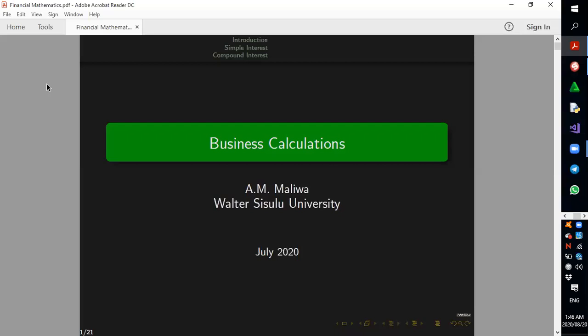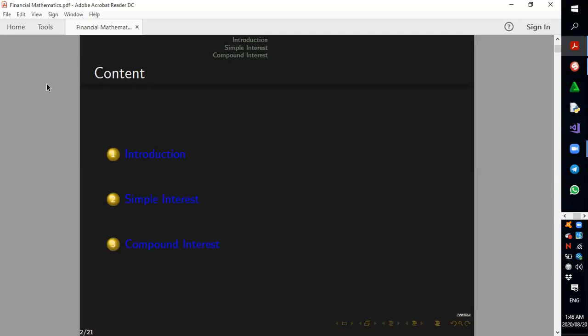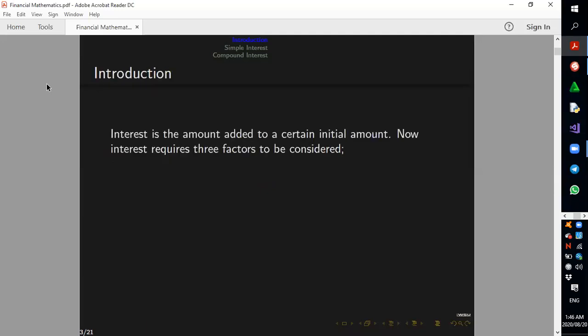Today we will be doing financial mathematics. But before we do that, we will start with a bit of background: what financial mathematics is about, what the important things are, and so on, before doing the necessary calculations. So we'll do some introduction, then later only do simple and compound interest.